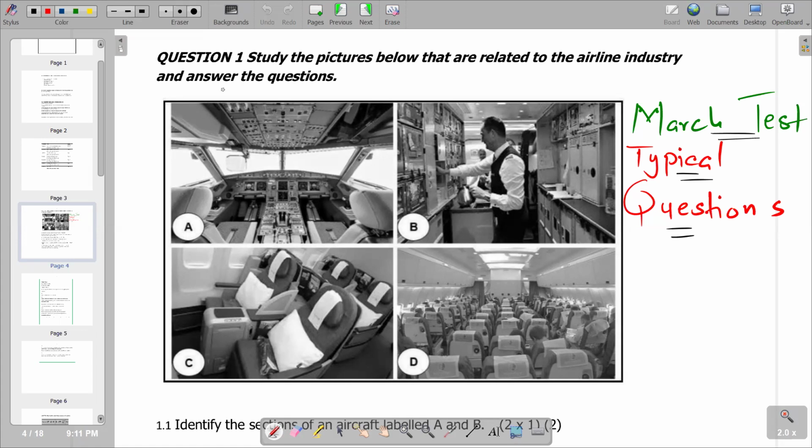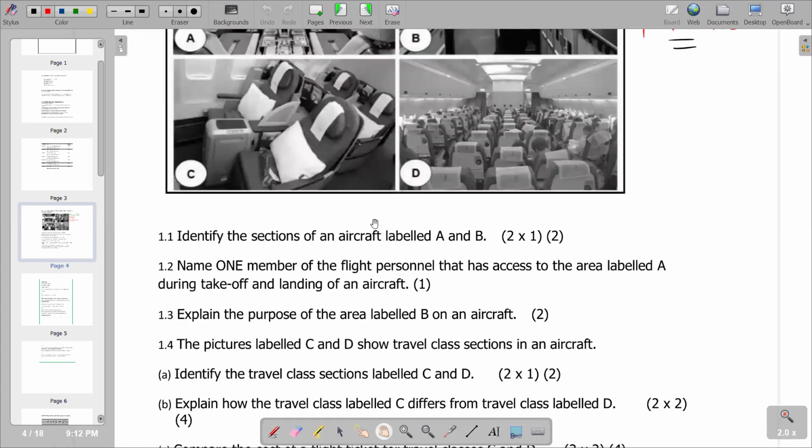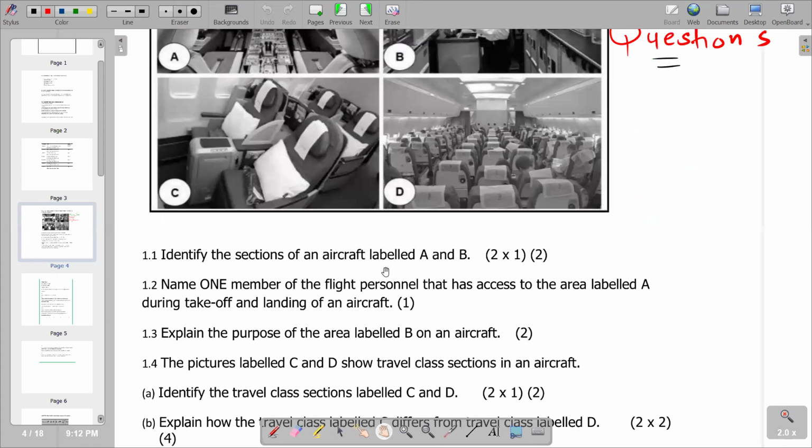Question one reads, study the pictures below that are related to the airline industry and answer the questions. You are given pictures A, B, C, and D, and I believe that's where we have our questions. 1.1 reads, identify the sections of the aircraft labeled A and B. The question has 2 marks.